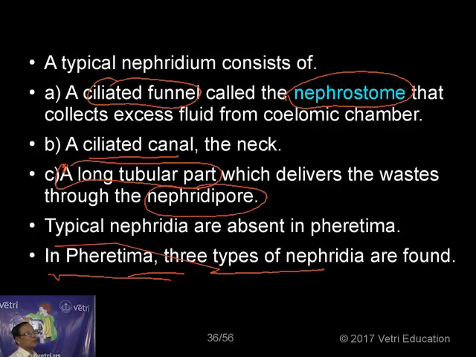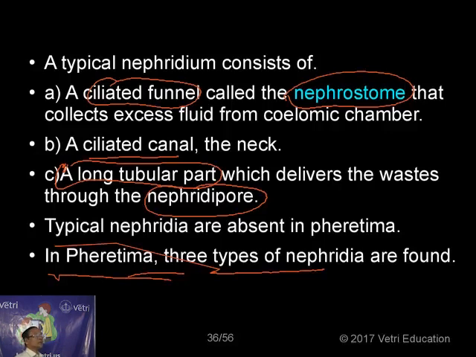One, the internal opening called the nephrostome, which is ciliated, a funnel-like structure. Then we have a glandular ciliated canal, and finally a long tubular part, which secretes the waste products into the exterior through an opening called the nephridia pore. But typical nephridia are absent in Pheretima. So a nephridium having this structure is absent.